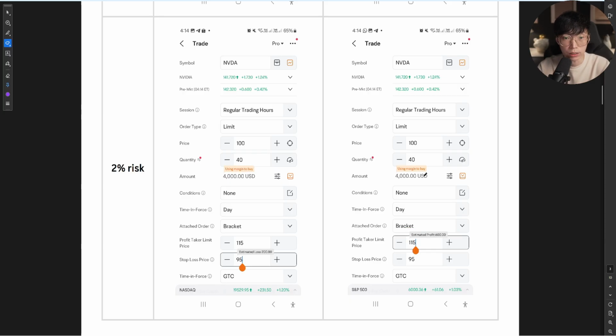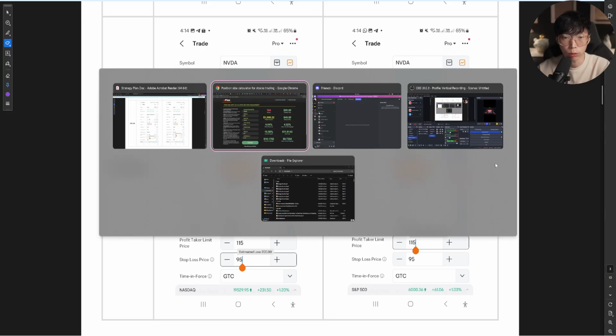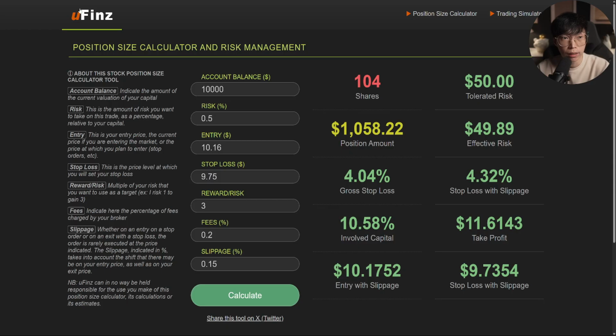If this is still not clear to you, and especially if you are someone who uses Interactive Brokers, Interactive Brokers doesn't have this function. So what can you do? Go to this website called UFeeds. Once you reach this website, this is the default setting that you will see. So the very first thing is that you key in $10,000, and then your risk is actually up to you.